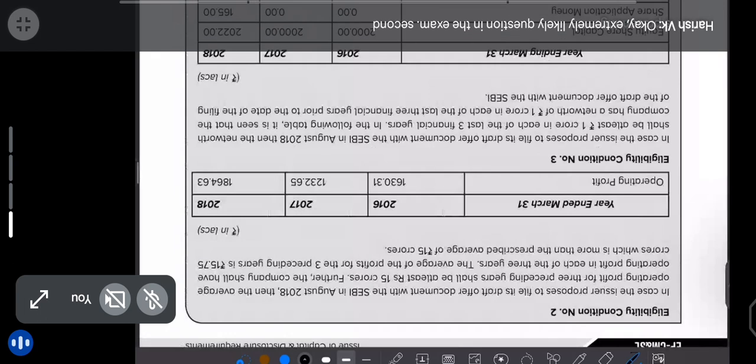Second eligibility criteria, operating profit. How much operating profit should they have?